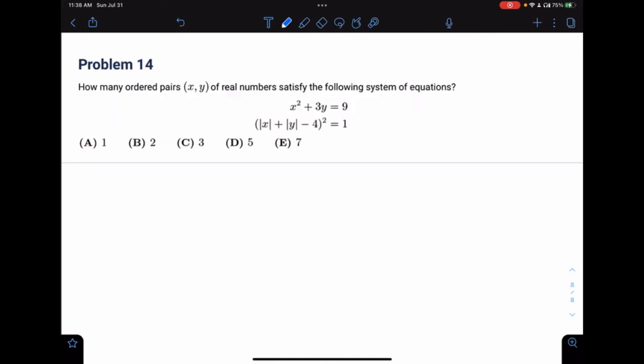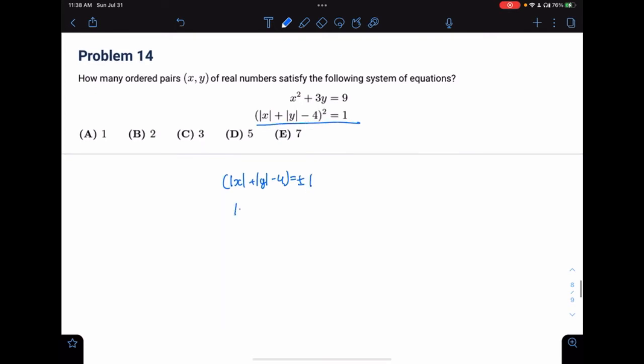Okay, on to question number 14. How many ordered pairs (x, y) of real numbers satisfy the following system of equations? x squared plus 3y is equal to 9, and (absolute value of x plus absolute value of y minus 4) squared is equal to 1. So taking this equation over here, we get absolute value of x plus absolute value of y minus 4 is equal to plus or minus 1. We can add 4 to both sides, and we get absolute value of x plus absolute value of y is equal to 3 or 5.